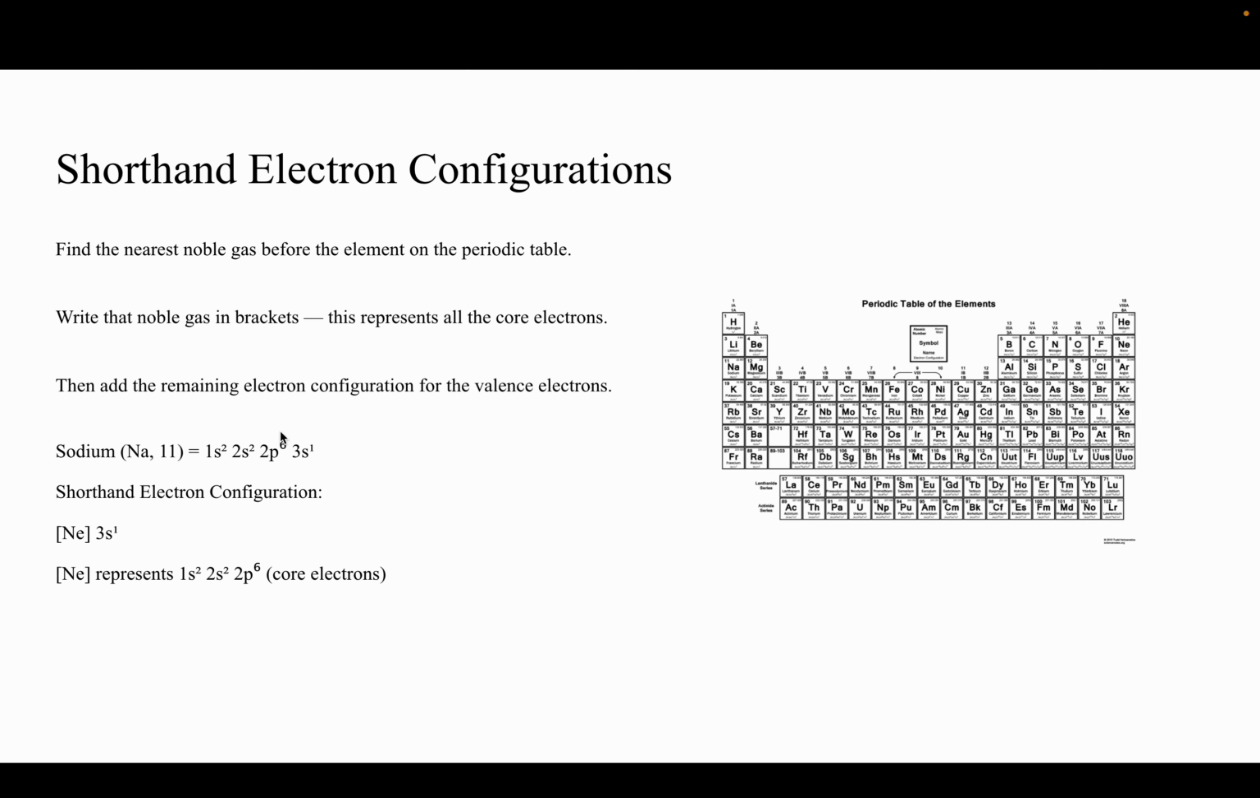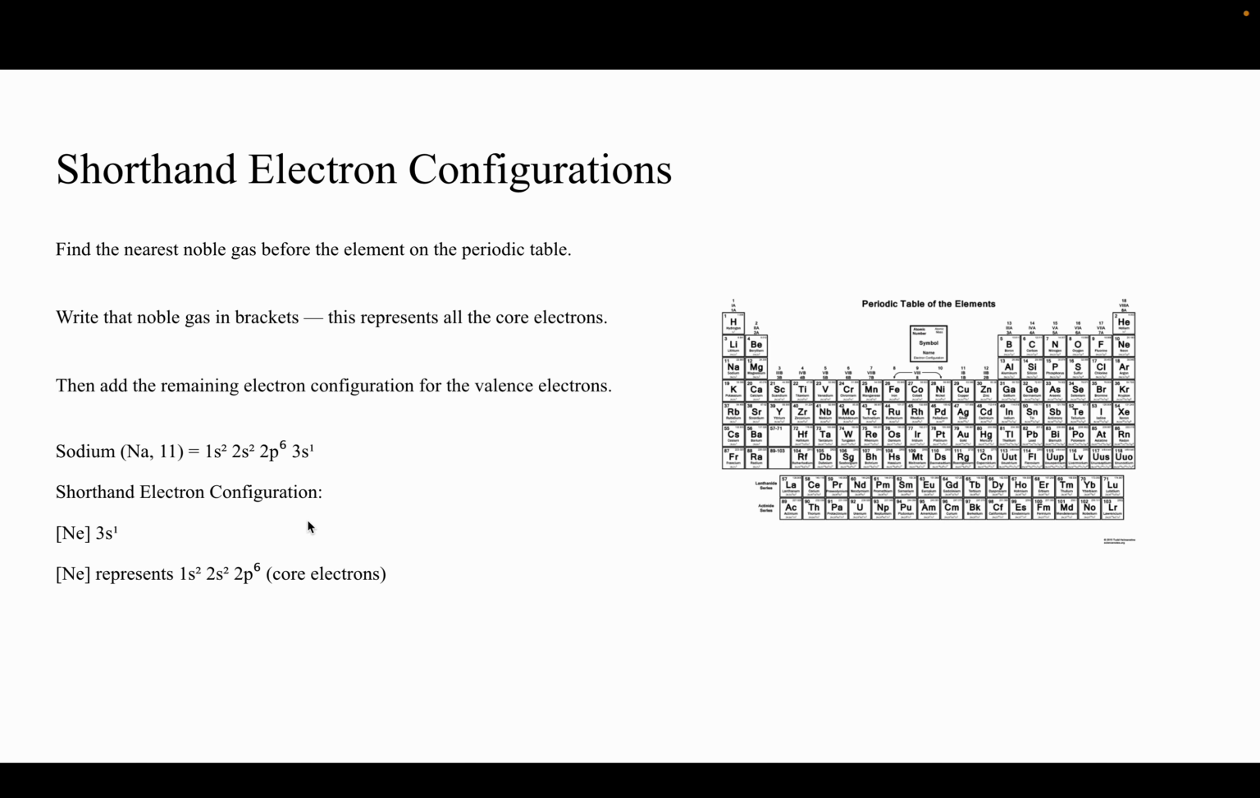So for example, we have sodium. We are going to take the nearest noble gas before the element on the periodic table. So the nearest noble gas to sodium is going to be neon. As you can see, sodium is over here, 11 electrons. Neon is the closest one. If we had iron, for example, Fe over here, the nearest noble gas will be the one behind it, which is going to be argon.